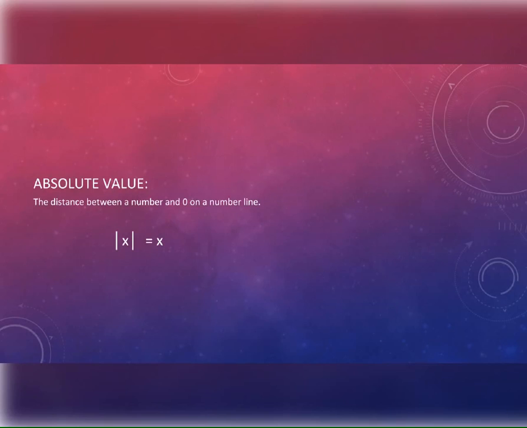Let's talk about absolute value now. Absolute value is the distance between a number and 0 on the number line. When you have a set of parallel lines and a number in between, it always is referred to as absolute value, and that means how many places away from 0 that number is.